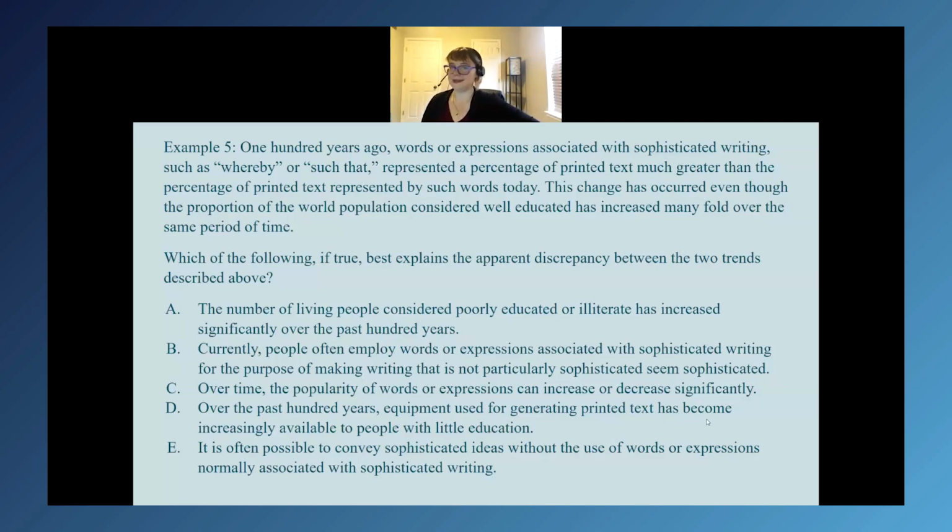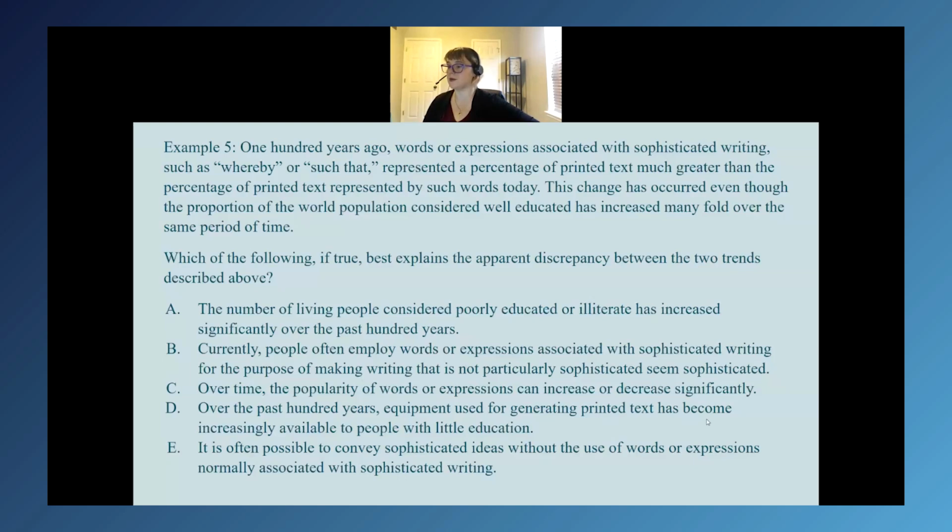C, over time, the popularity of words or expressions can increase or decrease significantly. This is very tempting, but it doesn't give us what we need. So the popularity of words or expressions can increase or decrease significantly. Did they increase? Did they decrease? All this is saying is that that can happen. Without something more concrete, the impact of C is nothing because we need something that explains this and not just a vague concept about, oh, it could increase or decrease significantly.